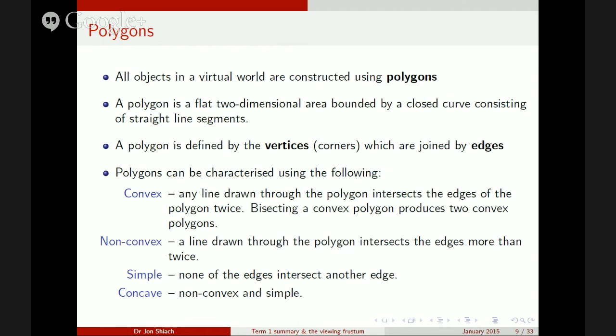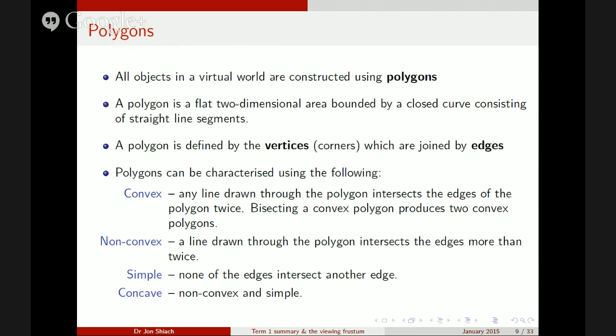Objects are made of several polygons. Okay, so going back, almost apologetically, to primary school mathematics, I'm going to explain what a shape is. A polygon is simply a flat two-dimensional area bounded by a closed curve consisting of straight line segments: squares, triangles, hexagons, trapeziums, etc. The official definition is that the corners of polygons are called vertices, and the straight lines that join them are called edges.